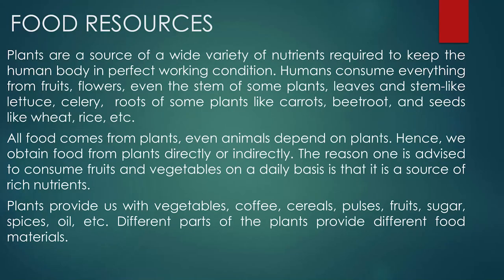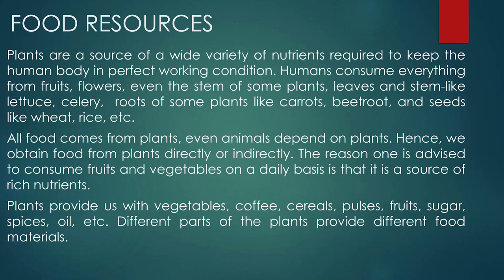Plants are a source of a wide variety of nutrients required to keep the human body in perfect working condition. Humans consume everything from fruits, flowers, even the stem of some plants, leaves and stem like lettuce, celery, roots of some plants like carrots, beetroot and seeds like wheat, rice, etc. So, all food comes from plants. Even animals depend on plants. Hence, we obtain food from plants directly or indirectly.